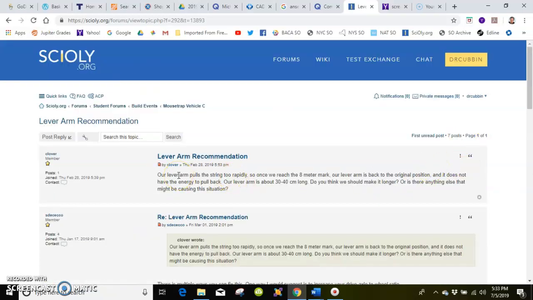So, start at the beginning, take your time and read through them. You got all summer to read these. Our lever arm pulls the string too rapidly. So then they're complaining about that lever arm and they want to know what to do with it.